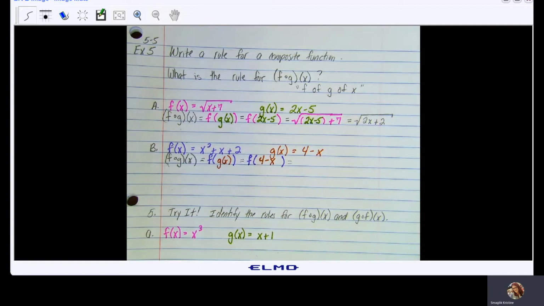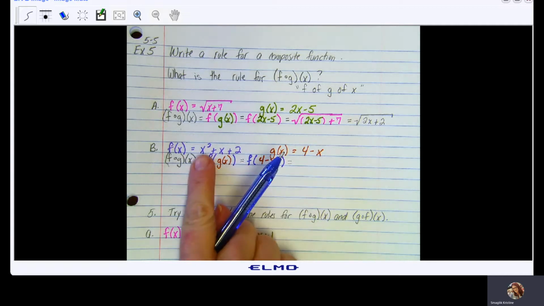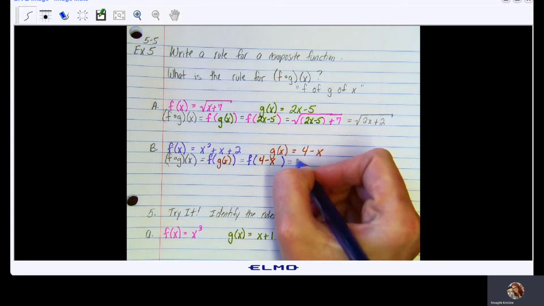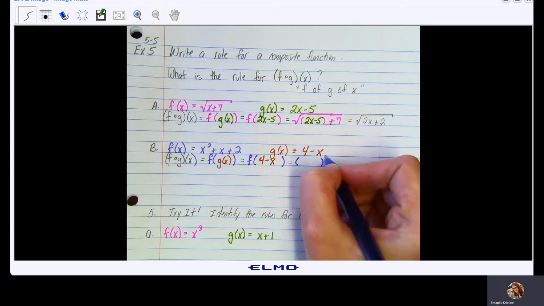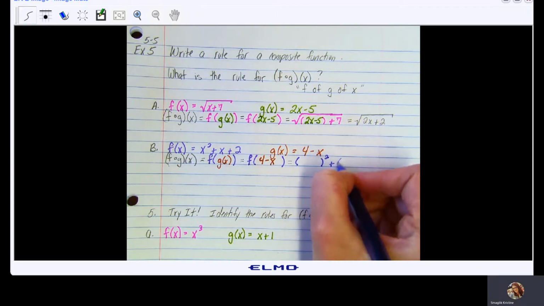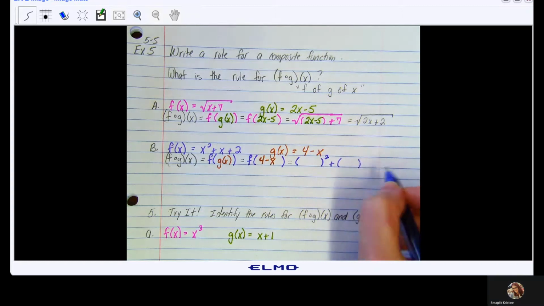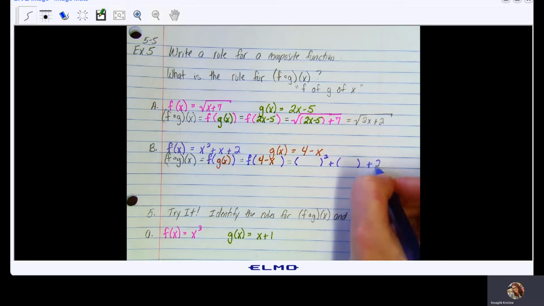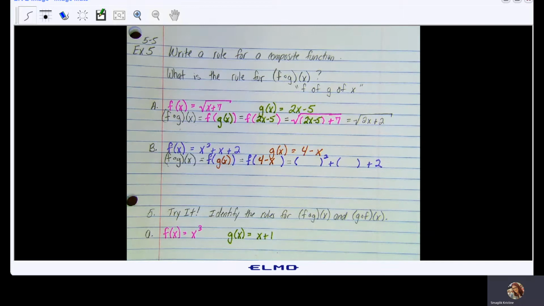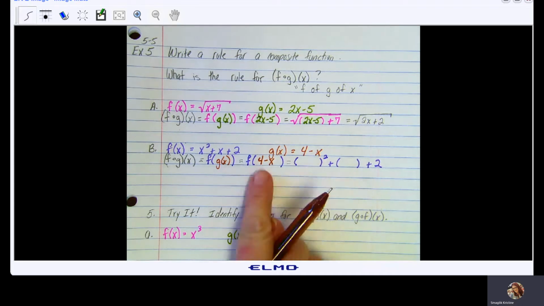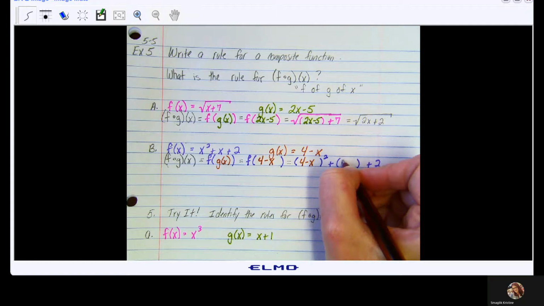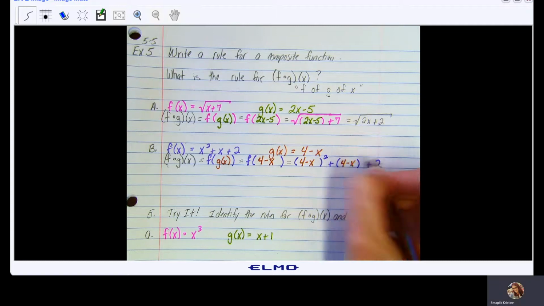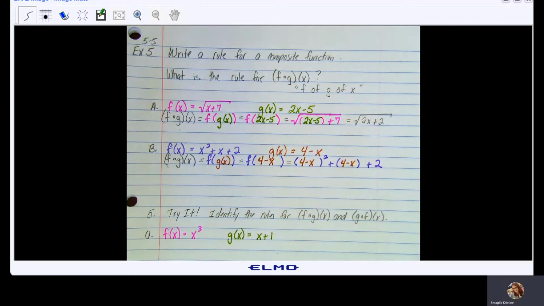And now let's grab our function f. Wherever I have an x, I'm just going to leave a space. I'm going to use parentheses. So I have x squared plus x plus 2. And inside my parentheses is going to go that 4 minus x. Okay, and now let's simplify.